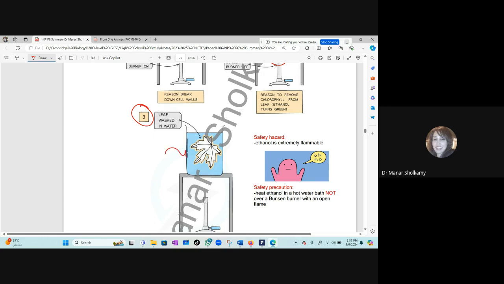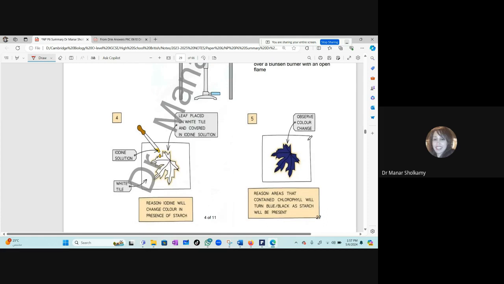First, I will dip it in water because it will become very, very brittle in the ethanol. The ethanol makes it very dry. I'll put it in water to make the leaf soft. So this step is to make the leaf soft. And then the last step, I will put my leaf on a white tile. Why do I use a white tile?